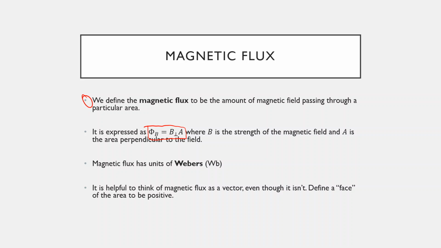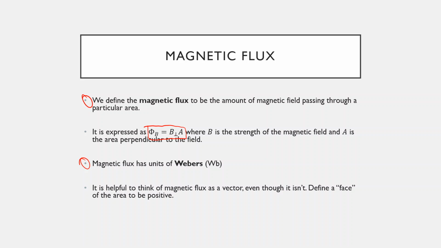So B is the strength of the magnetic field and A is the area that is perpendicular to the field. You just multiply them together. Simple as that. That is how you calculate this thing called flux. Magnetic flux has units of Webers, which we signify with Wb, capital W, lowercase b.